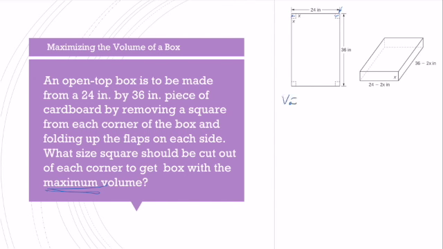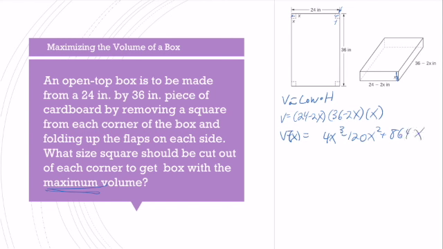And I know that from each corner, I'm going to be taking out just a little bit. So let's label that x. So I know that my volume is going to be 24 minus 2x times 36 minus 2x times x. That's my height. x becomes my height. If I simplify this out, I get that volume defined by V(x) equals 4x cubed minus 120x squared plus 864x.